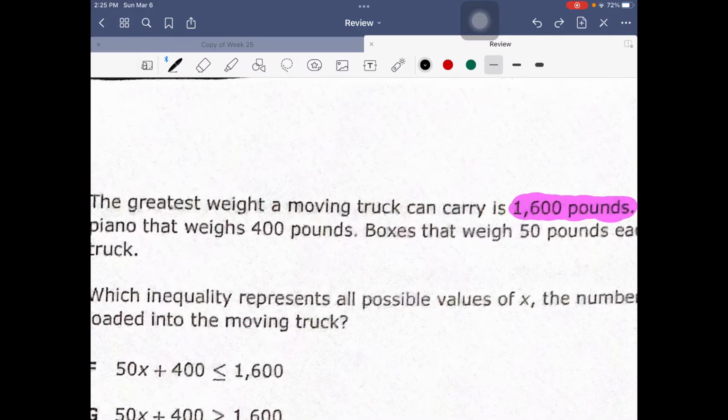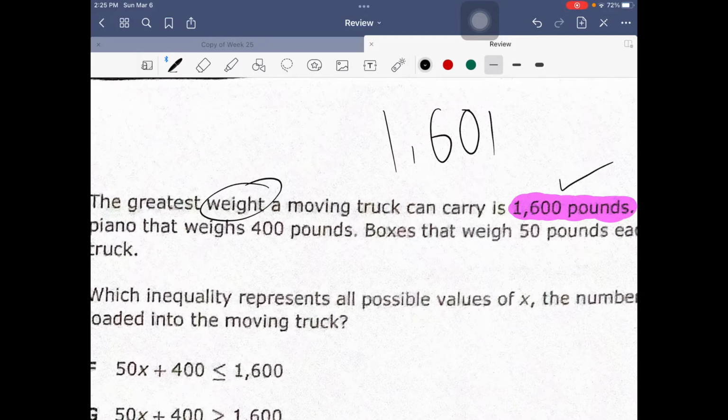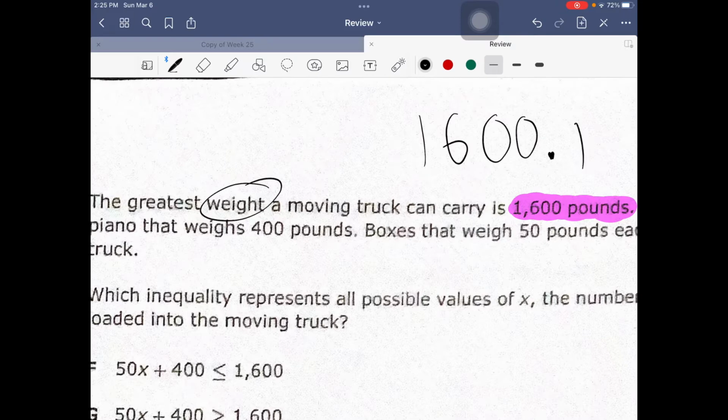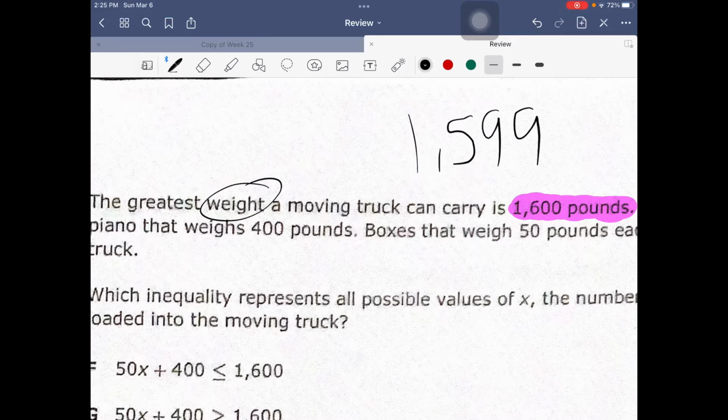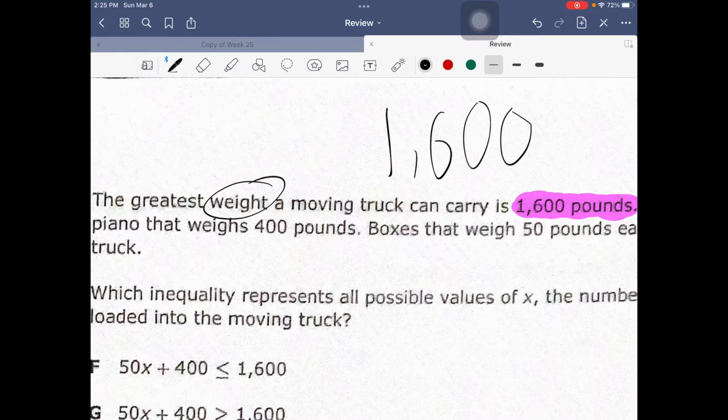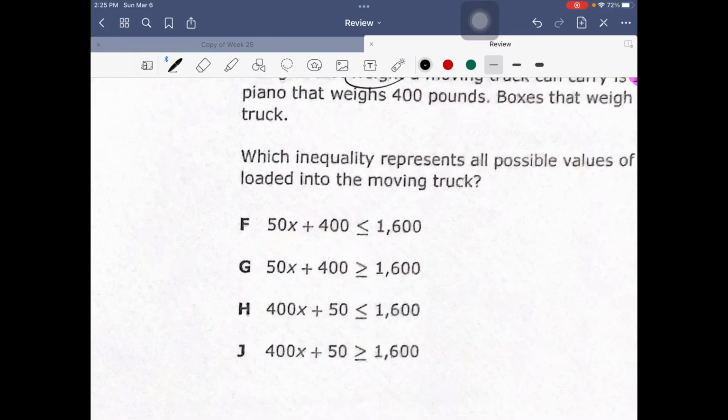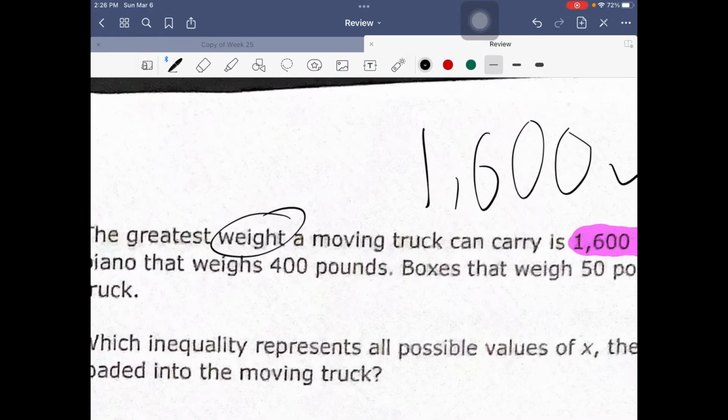Can you carry 1,601 pounds? Why not? Because the greatest weight a moving truck can carry is 1,600. Can it carry 1,601? No. Can it carry 1,600 and 0.1? No. Can it carry 1,599? Yes. Can it carry exactly 1,600? Yes. So what inequality symbol is that?